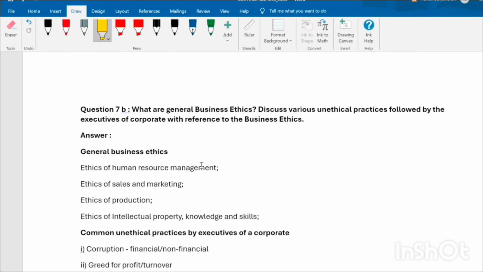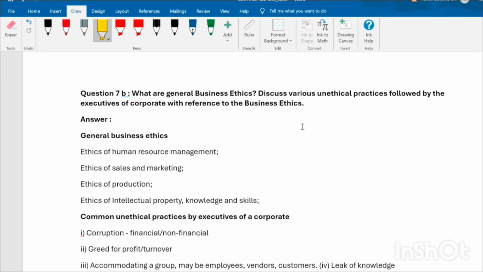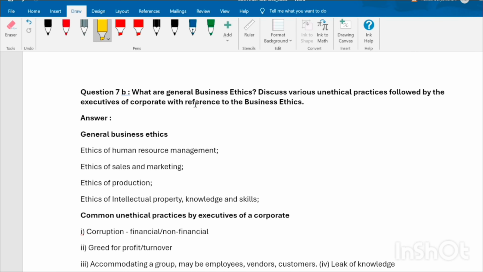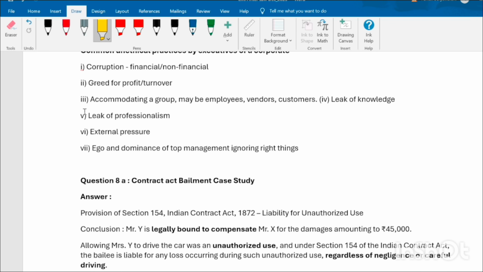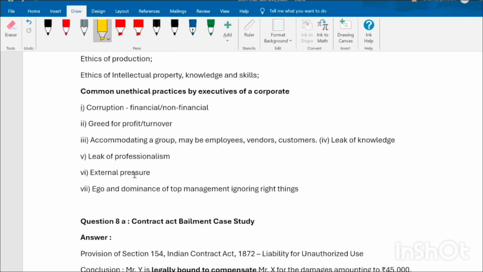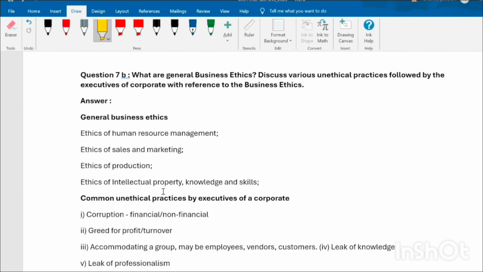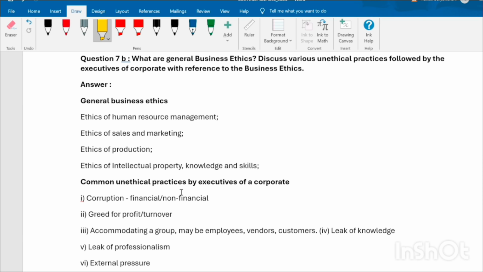Let's move to 7b. What are general business ethics? Discuss various unethical practices followed by executives of corporates with reference to business ethics. General business ethics: ethics of human resource management, ethics of sales and marketing, ethics of production, intellectual property. Common unethical practices: corruption, greed, accommodating a group, lack of professionalism, external pressure, ego and dominance. Okay, so yes, you have to write these points and also 2-3 lines explaining these points. This is an easy question, I think. Let's move to the next question.